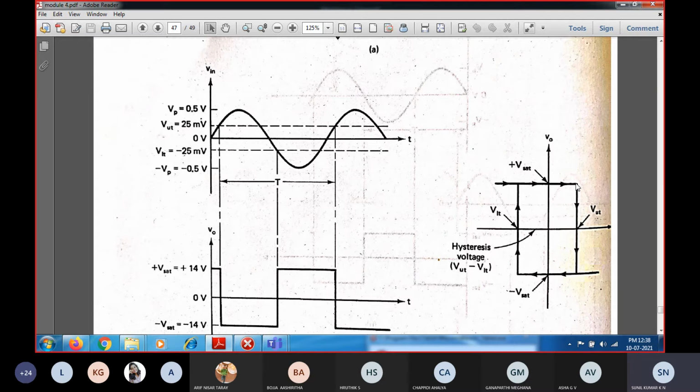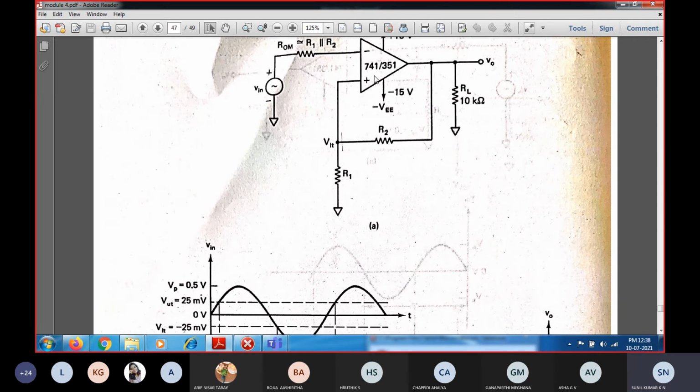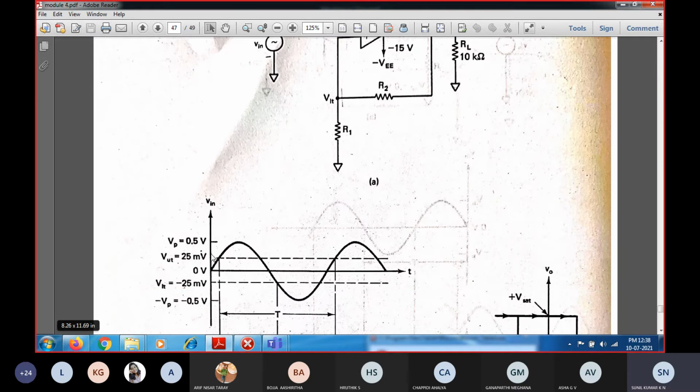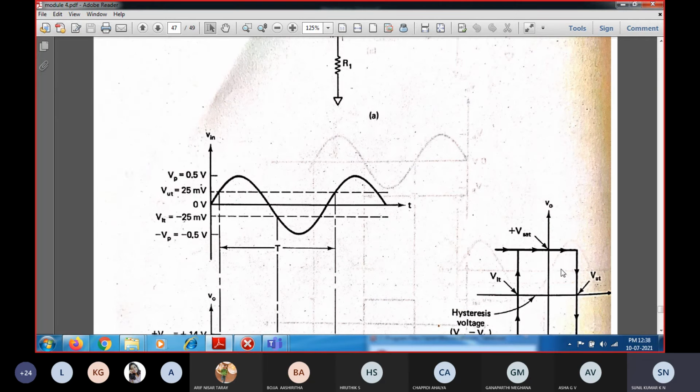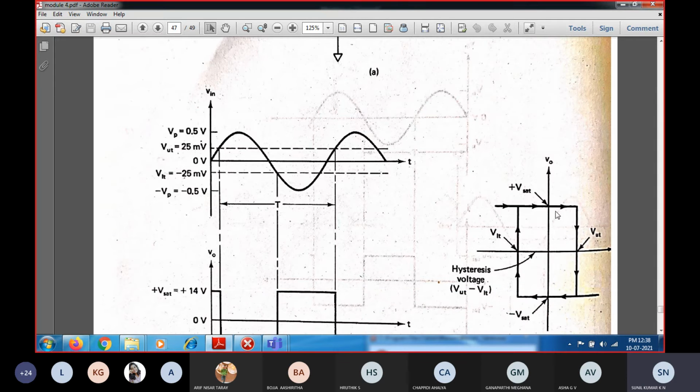As long as the input voltage is less than the feedback voltage, or less than the non-inverting terminal voltage, which is nothing but the voltage drop across R1, that is the trigger voltage. So this is the trigger point. As long as the input voltage is less than the upper trigger point voltage, the output will be saturated in positive saturation itself.